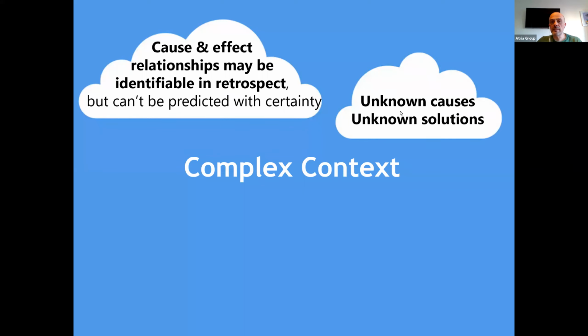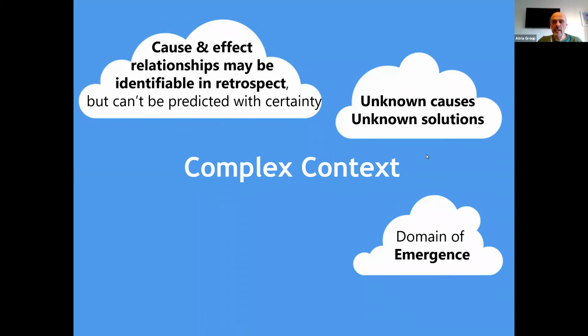So unknown causes, unknown solutions, we need to act in a complex context. So this is the area of emerging practice. The practice should come from your team, from your organization, from your family. Nobody can tell you. Right now, if I would ask different people what to do with this delivery, different people will give me different answers, and nobody will be 100% sure if this was the right way. So we need to do it by ourselves. It's quite complex for us.